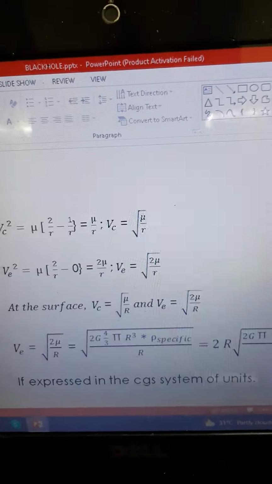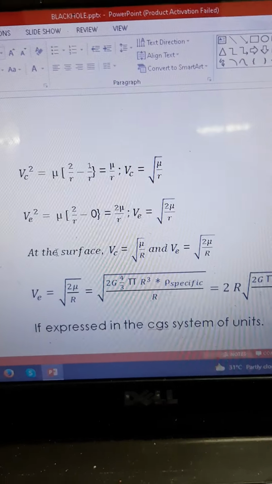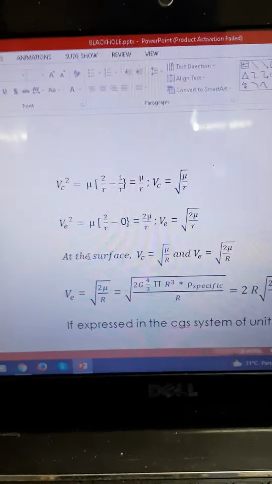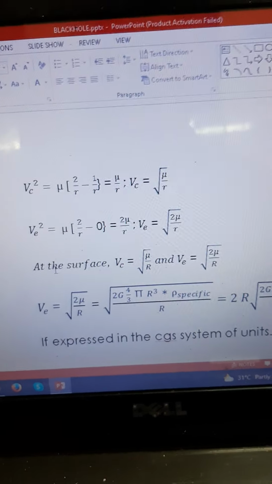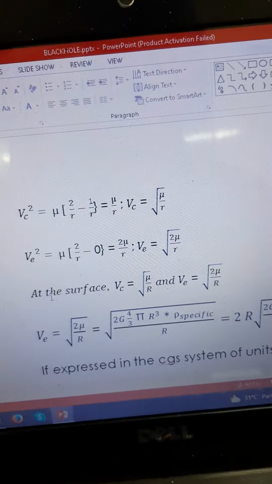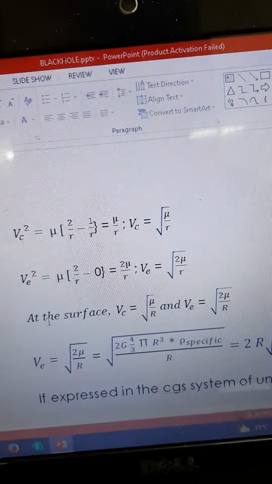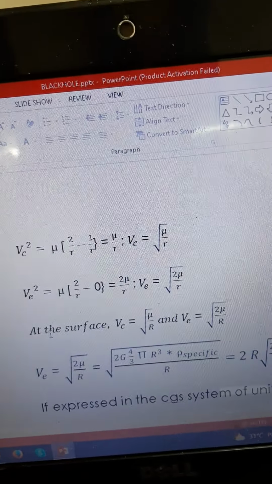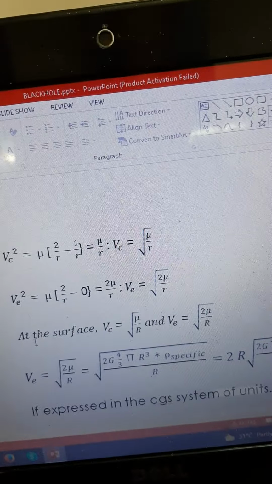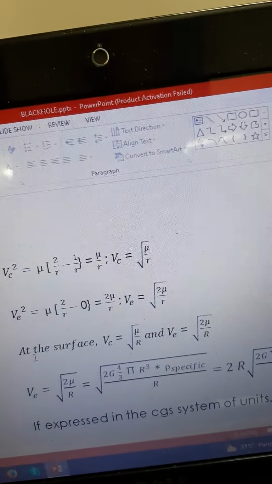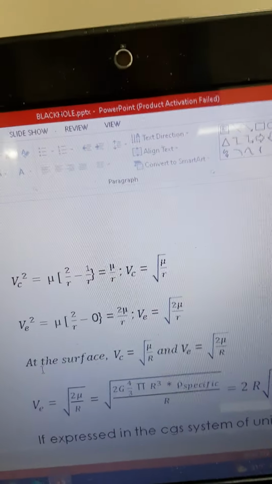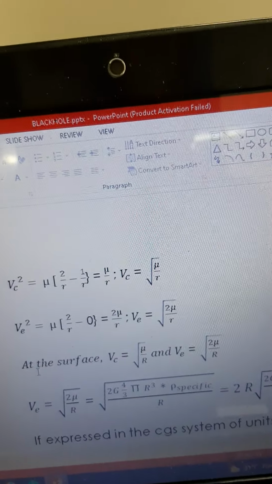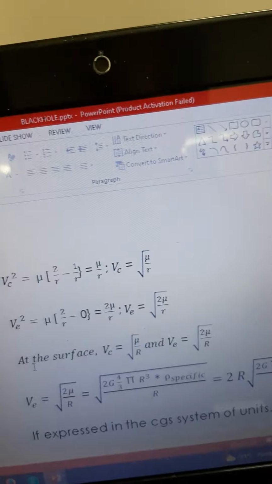Now, next, take a circular orbit. Then V circular squared is equal to mu into (2 by R minus 1 by R), that is mu by R. So Vc is equal to root of mu by R. Similarly, V escape squared, Ve squared, is equal to mu into (2 by R minus 0), since A is infinity, so it is equal to 2 mu by R. So V escape is equal to root of 2 mu by R.